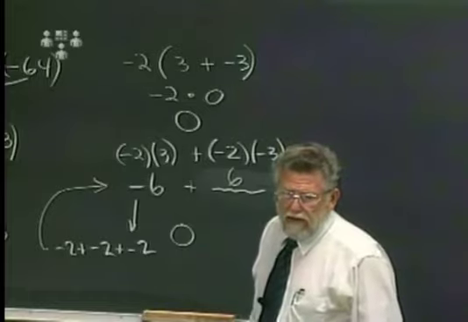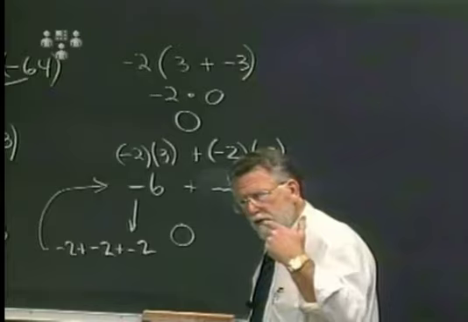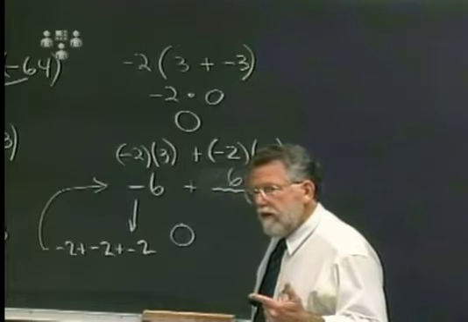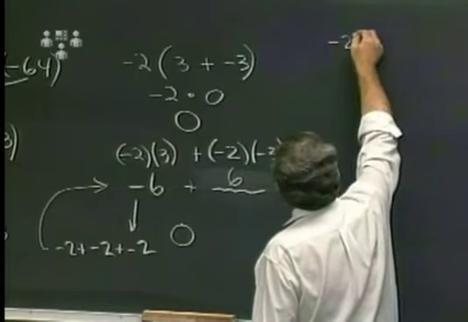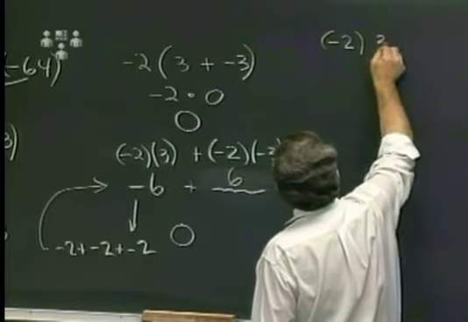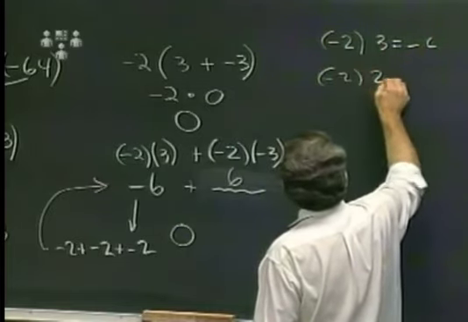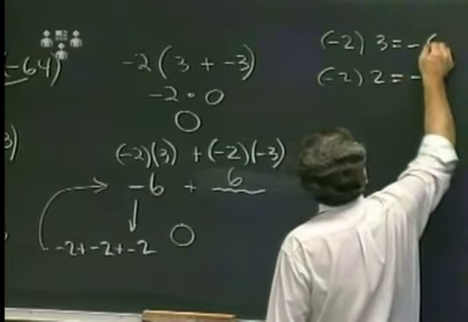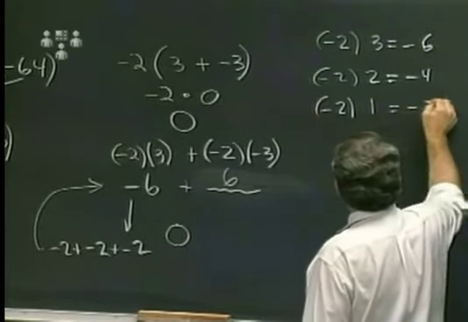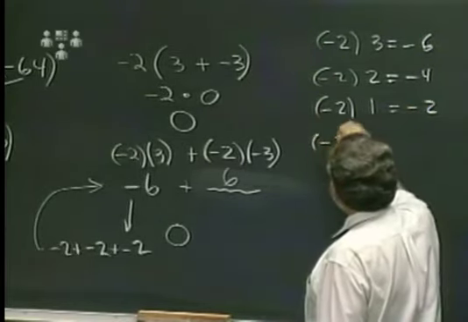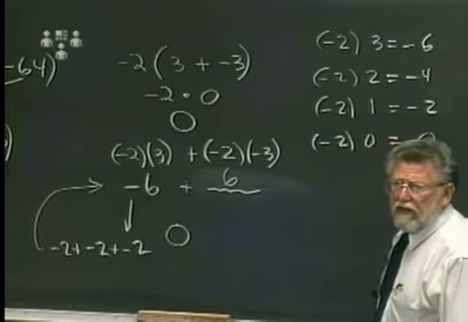Now, another way of doing that, and this is sort of looking ahead, but it's all part of what I'm trying to answer. Why are we doing certain things? If I can look at that negative 2 times, let's say 3, and argue that's negative 6, and negative 2 times 2 is negative 4, and negative 2 times 1 is negative 2, and negative 2 times 0 is 0, you're supposed to see something going on here.